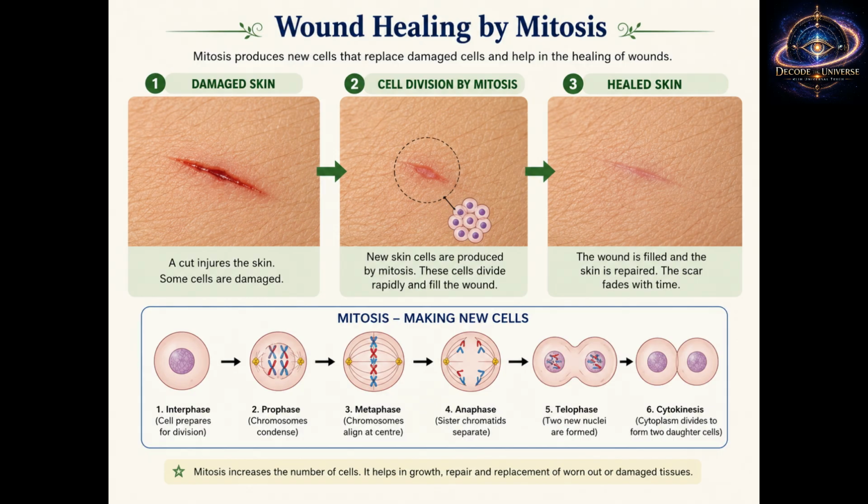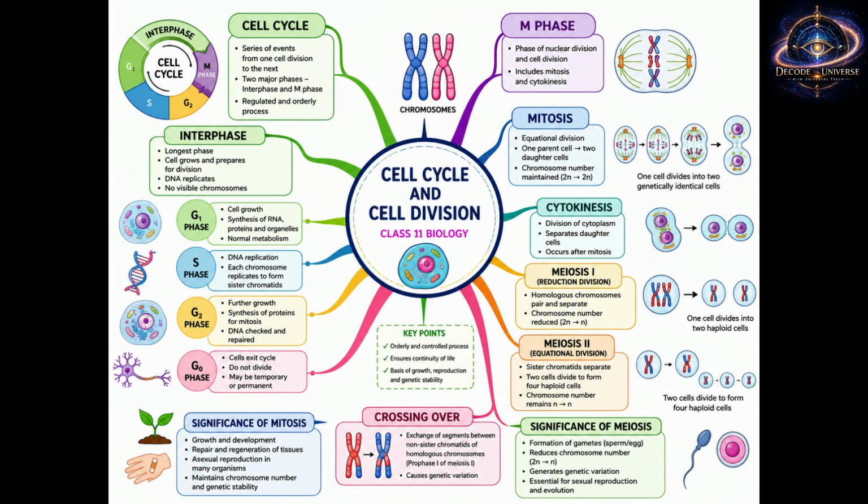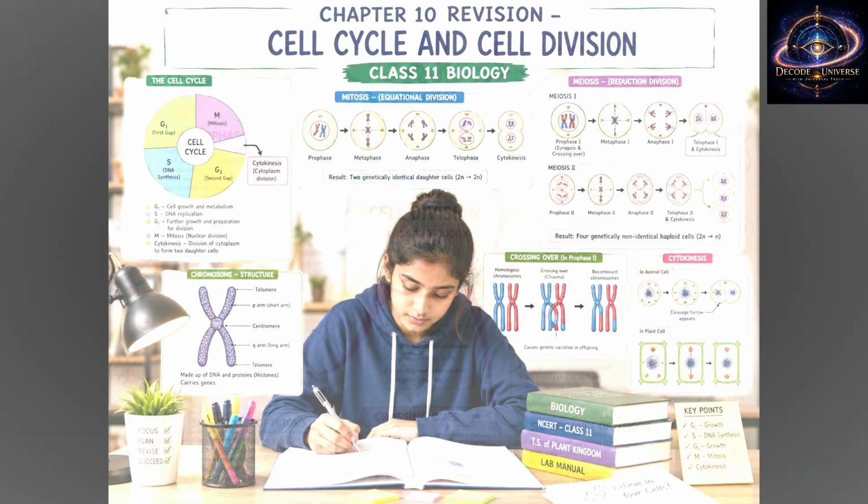5. What happens in metaphase? Chromosomes align at the equatorial plate and spindle fibers attach to kinetochores. 6. What happens in anaphase of mitosis? Centromeres split and sister chromatids move to opposite poles. 7. What is synapsis? Pairing of homologous chromosomes during zygotene of prophase is called synapsis. 8. What is bivalent? A pair of homologous chromosomes joined together during prophase is called a bivalent or tetrad.